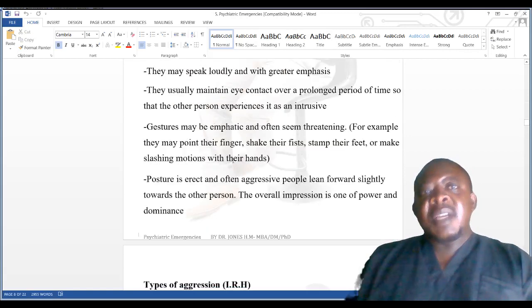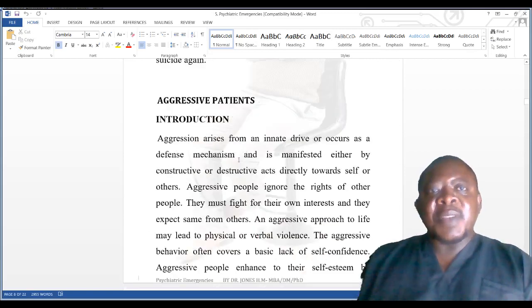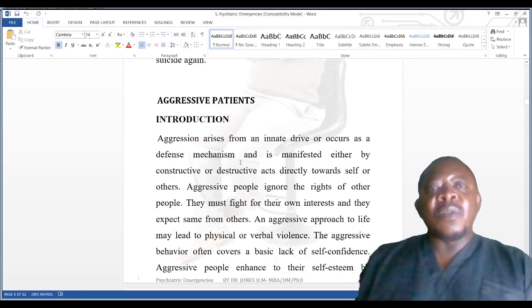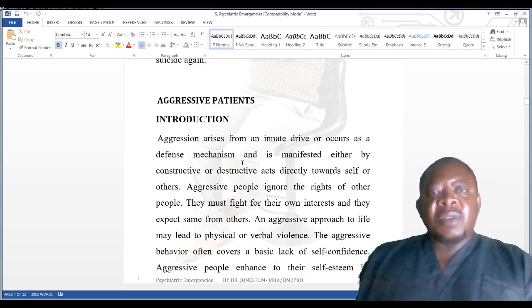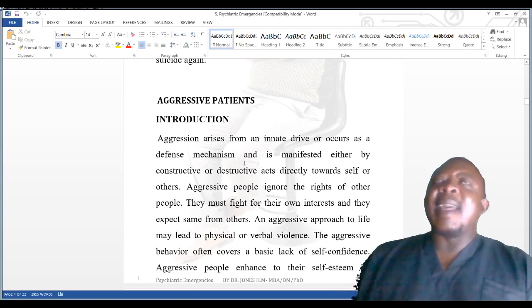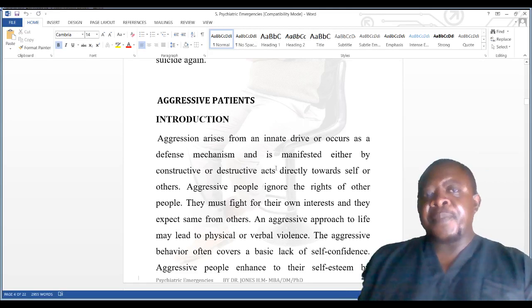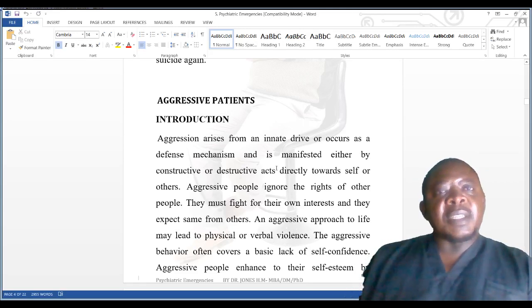You may ask, why are we discussing aggression as a mental health emergency? Aggression is discussed under mental health emergency because of risk to self and others. The patient may either kill themselves or harm or kill the people that are trying to care for them. So restraining becomes very, very important for such patients.